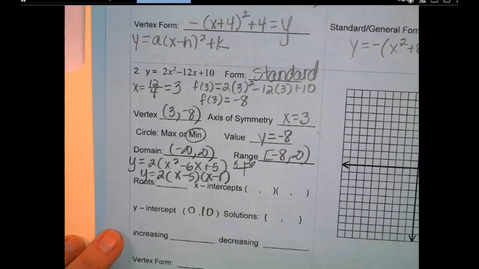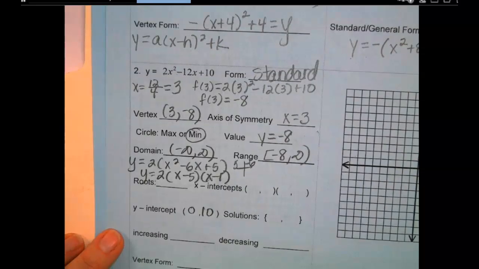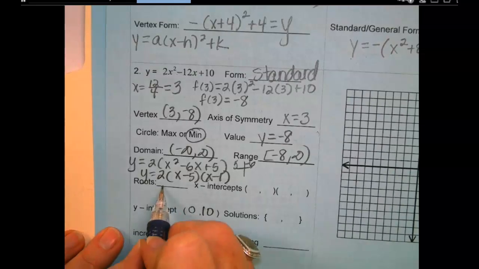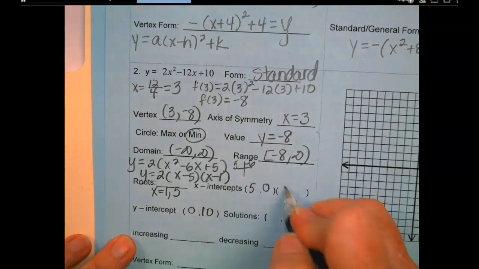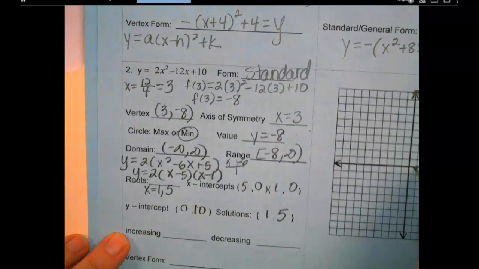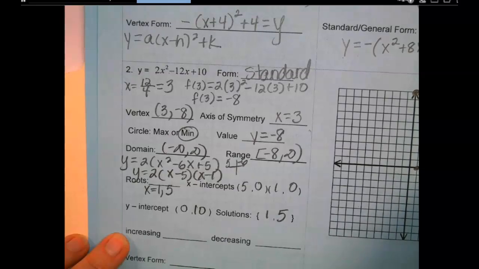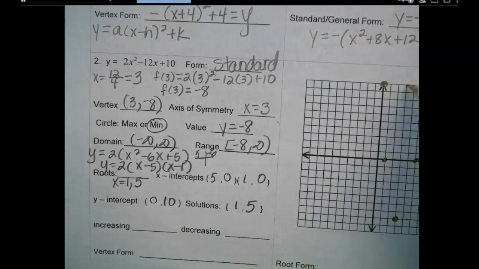2 and 3 is not 6. 2 plus 3 is 5. You want it to be 6. So that makes my roots x equals 1 and 5. These are all the same. So I get 1 and 5. So if this is my axis of symmetry, and I'm over 3, I can go over 3 and get another one here.